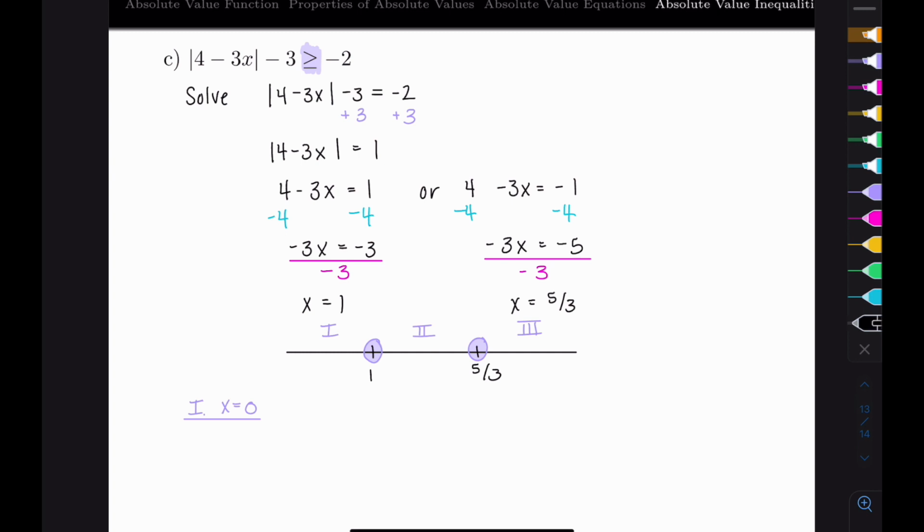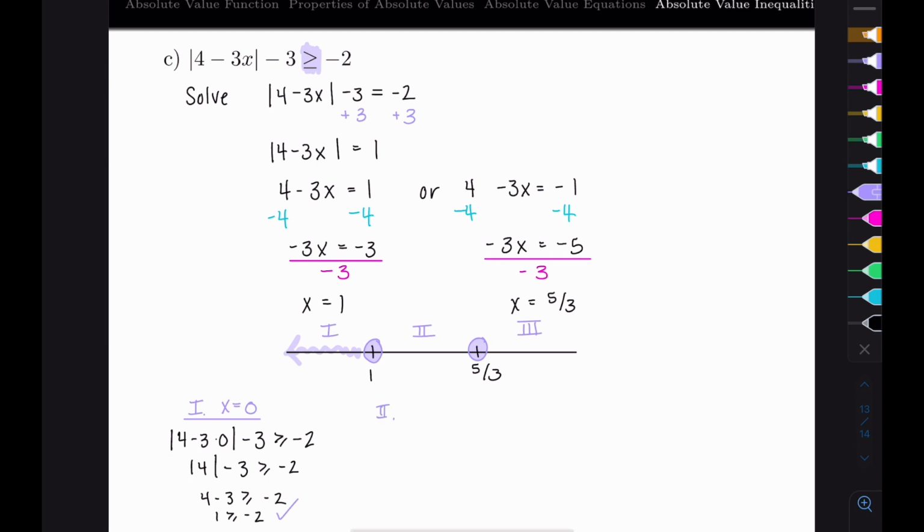So if we plug that in, that would be the absolute value of 4 minus 3 times 0, minus 3, is greater than or equal to negative 2. This would be the absolute value of 4 minus 3 is greater than or equal to negative 2. And that's just 1 is greater than or equal to negative 2. And indeed, we end up with a true statement. So that tells us this interval is good.